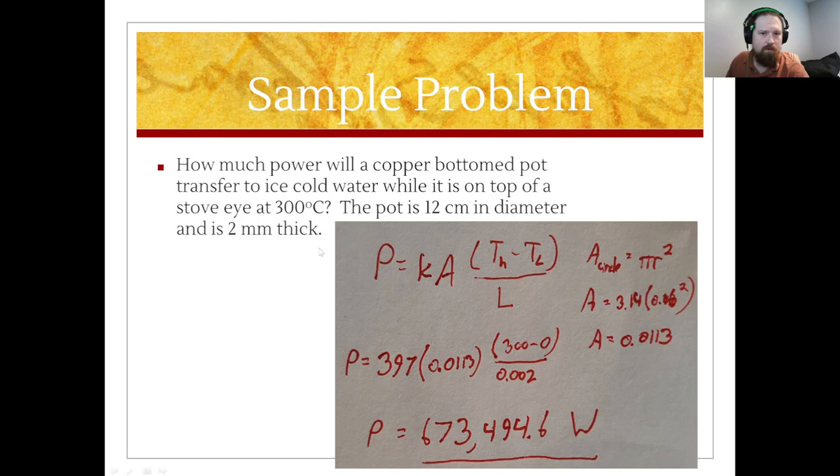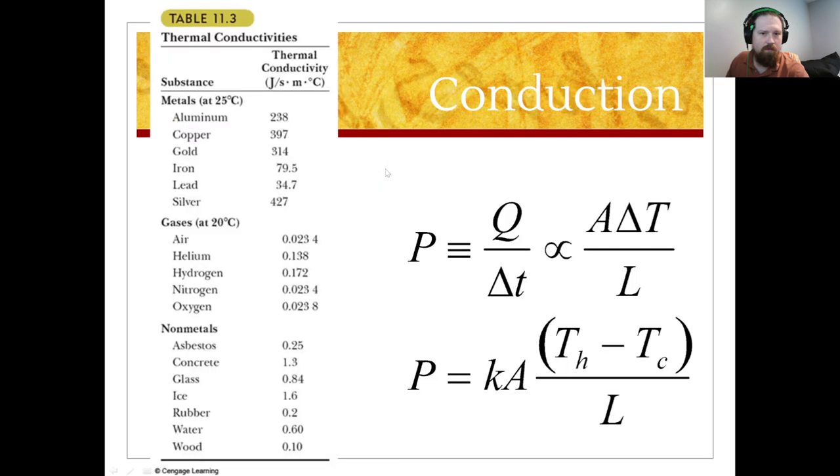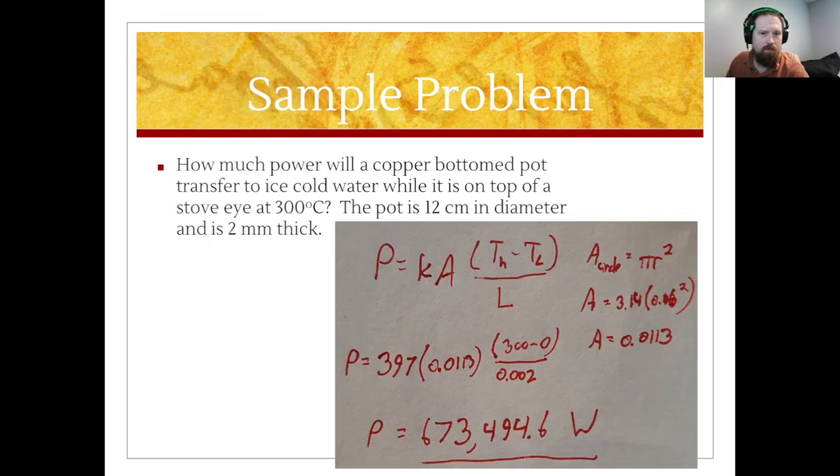So the information we're told here. We're told the material the pot is made of, copper. So we can tab back to the previous slide and find the rate of thermal conductivity for copper metal. So we have the K constant for the material we're looking at.